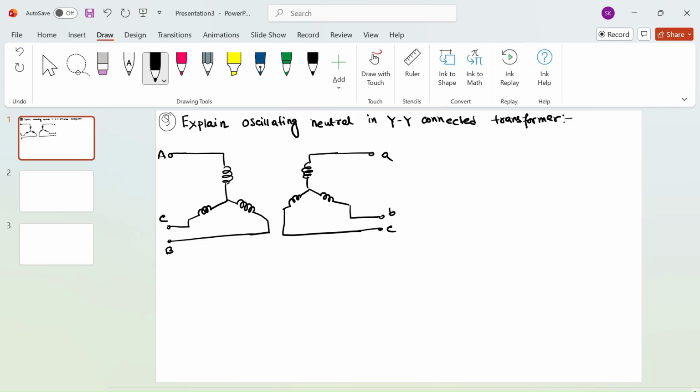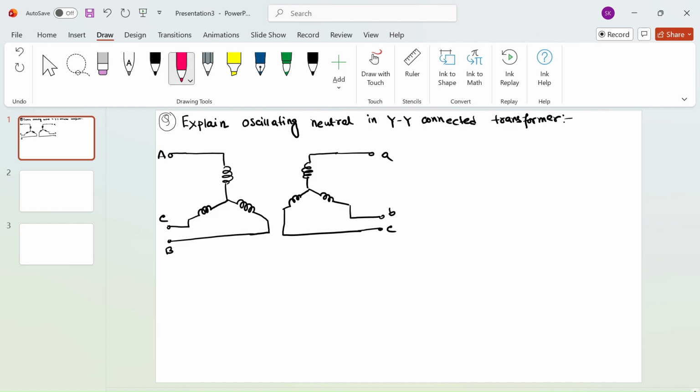Hello everyone. So in this video, we are going to see the oscillating neutral phenomena in case of star-star connection. To understand this oscillating neutral phenomena, first of all, you must know the exciting phenomena in case of transformer. This oscillating neutral comes into picture because of non-linearity in the magnetic BH curve. So let me explain it first.